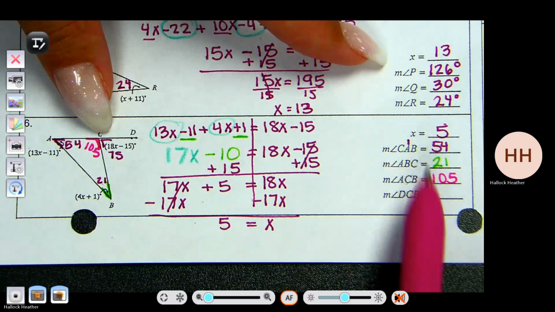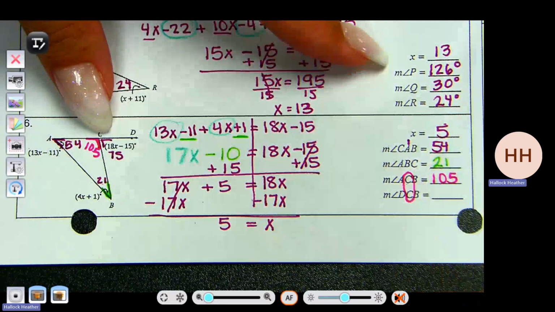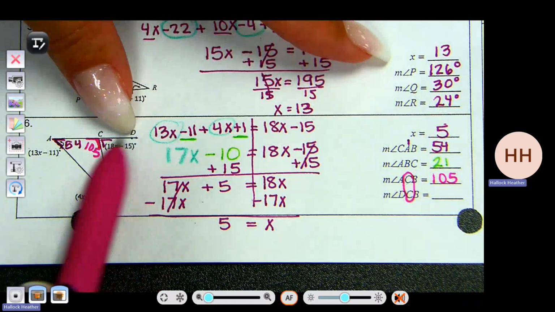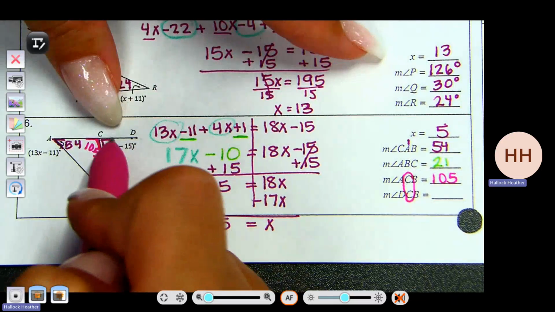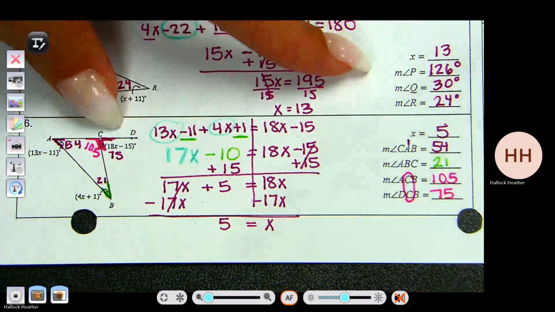On the other side is DCB. Notice both of these had a C in the center. That's why they use 3 letters, because C can go to the left or to the right. So DCB is talking about this section over here. That is 75. How do we know this?